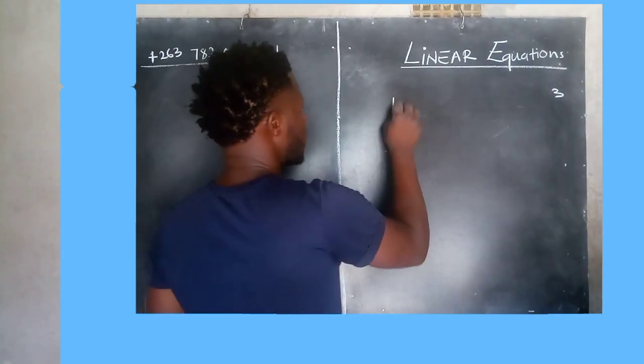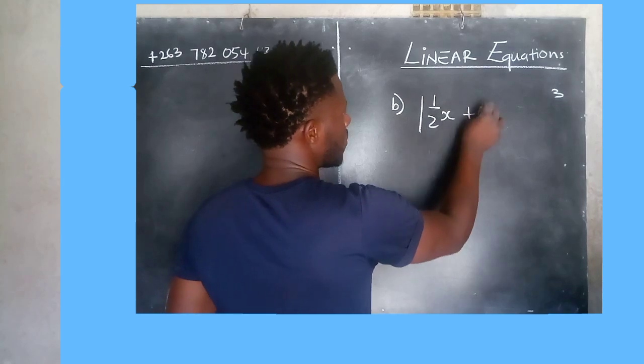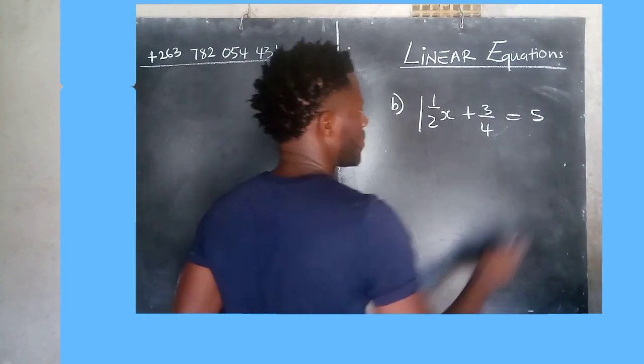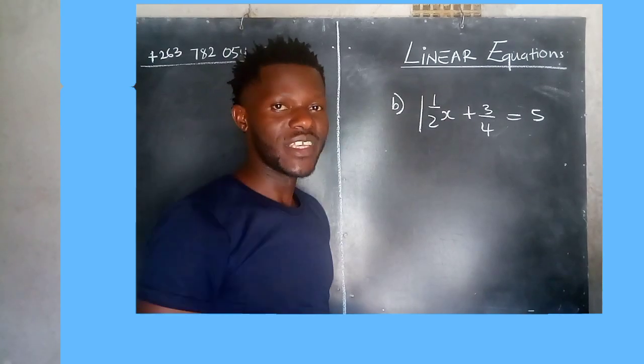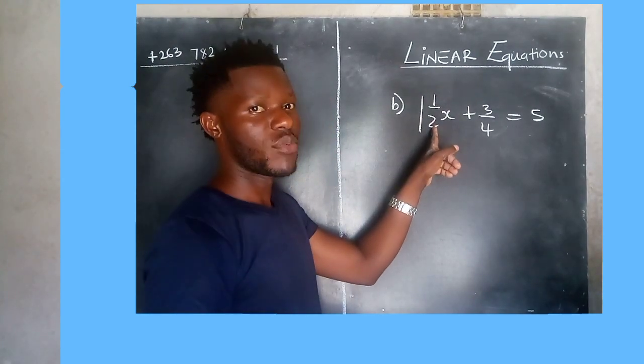Suppose we have 1 and a half x plus 3 quarters is equal to 5. Like this, we are solving equations involving fractions. In this case, this one must be an improper fraction.